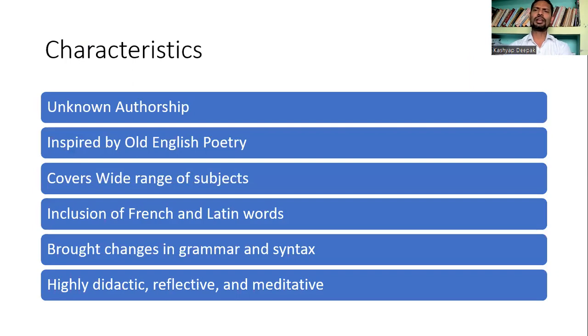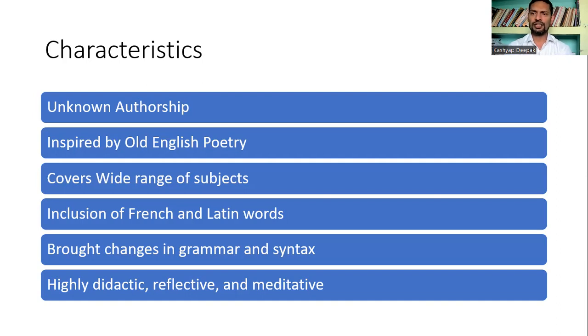And if you look at the characteristics of this age in literature, because we are covering more about literature, not the historical part, you will see most of its authors are unknown and inspired by old history, old English poetry, probably from the Anglo-Saxons, and covered a wide range of subjects. These were religious, secular, Christ or Christian themes, Jewish themes, and everything is there.